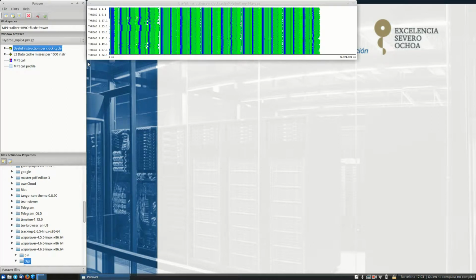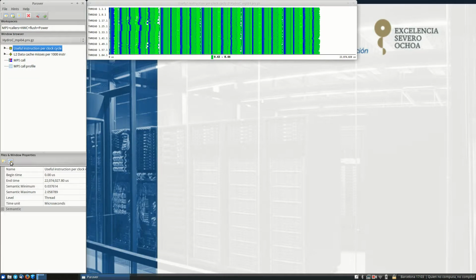So here is the timeline, exactly like before, of your IPC, instructions per clock cycle. On the x-axis the time, on the y-axis the thread, exactly like before. The new thing is that here the color code is not representing a function like before, but is representing a range of values. So the range is going from light green to dark blue, and you get the interval of the corresponding values, say, here in the semantic minimum and semantic maximum.